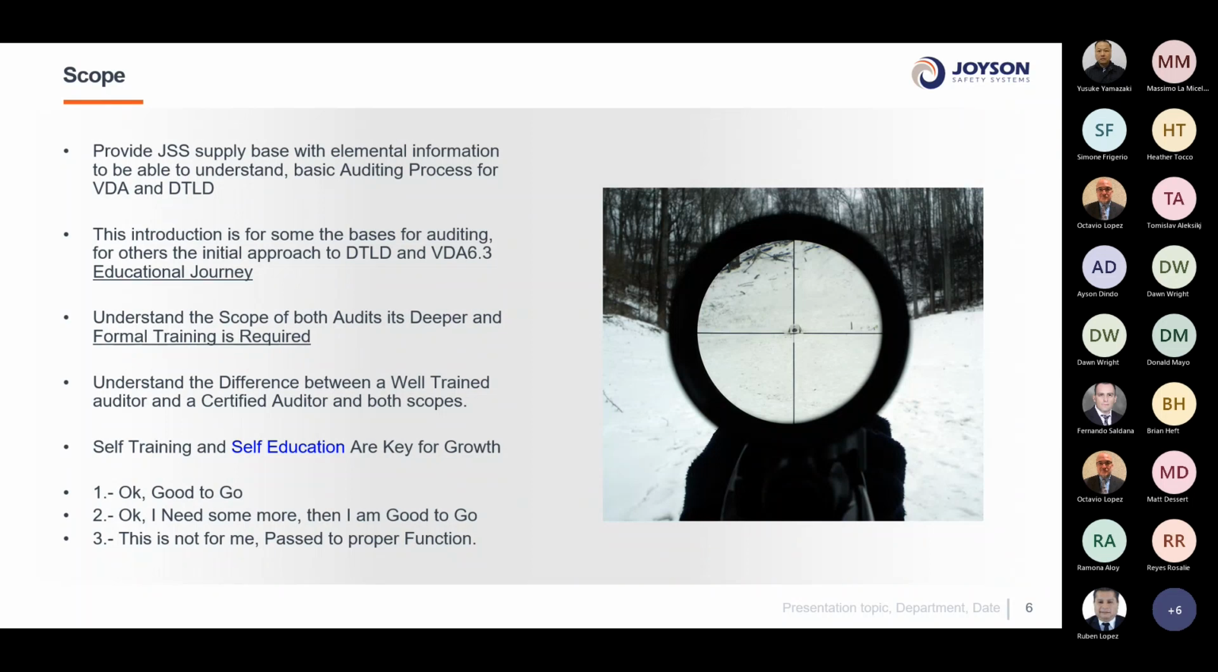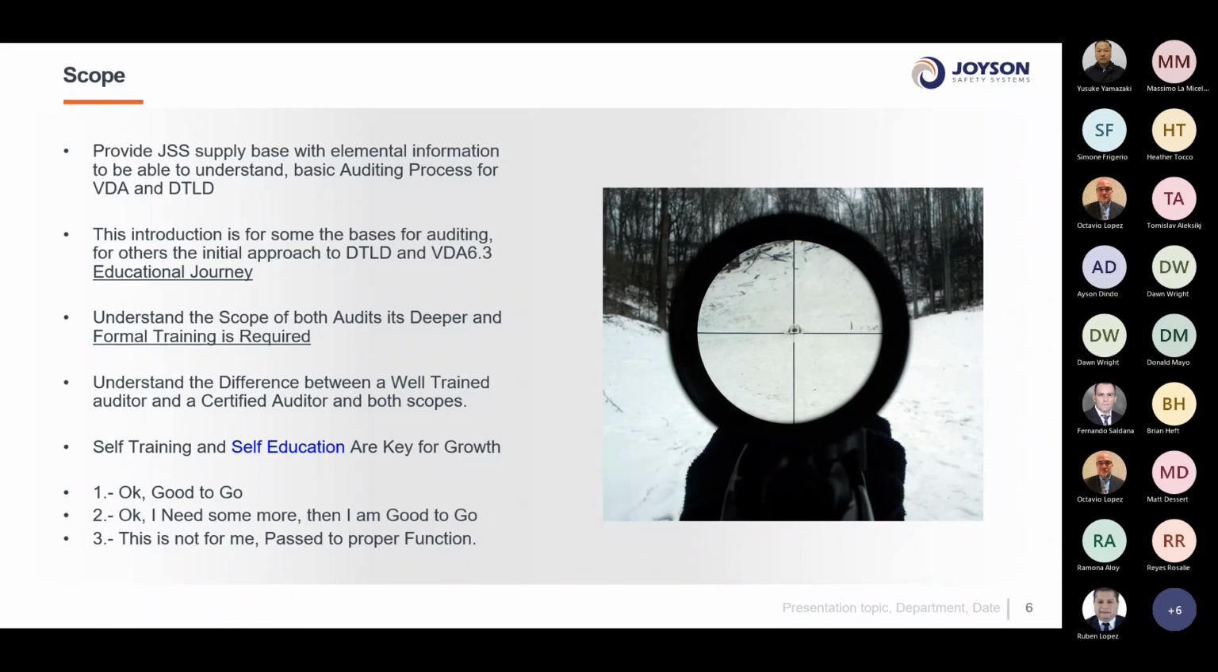The third point is we need you to understand that this is a basic scope, so you can perform an audit and fulfill the requirements cascading down from the OEMs to JSON and from JSON to the supply base. But this will be an initial approach.